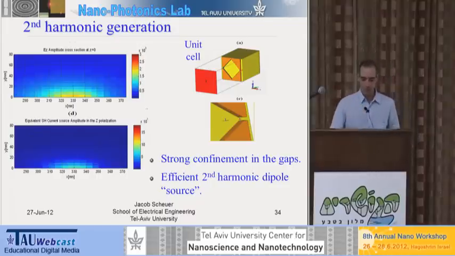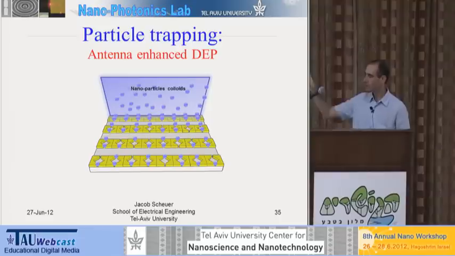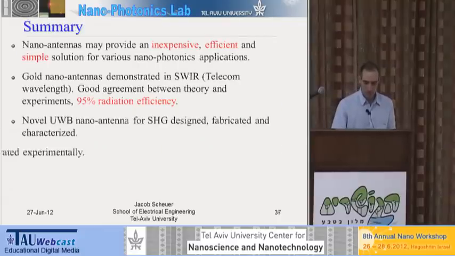So we have the ability to confine light in the gaps and efficiently generate and then re-emit the second harmonic, making a new source. So I don't think I have enough time to talk about the third application of particle trapping, but if you saw Yuval and Michal's poster yesterday, then it was exactly about this topic, so let me skip that and go immediately to the conclusion.